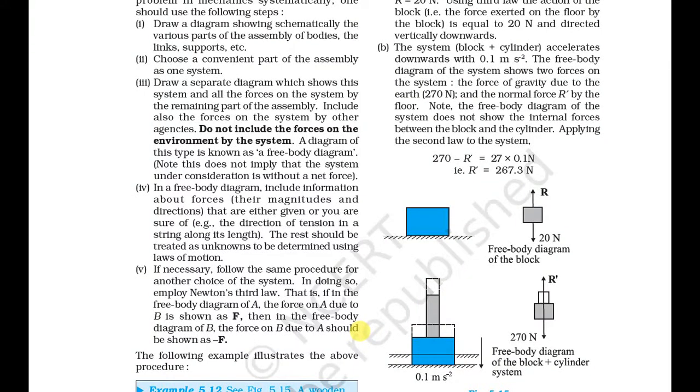And the last point is that, if necessary, follow the same procedure for another choice of the system. In doing so, employ Newton's third law. That is, if in the free body diagram of A, the force on A due to B is shown as F, then in the free body diagram of B, the force on B due to A should be minus F. So the following example illustrates the procedure.